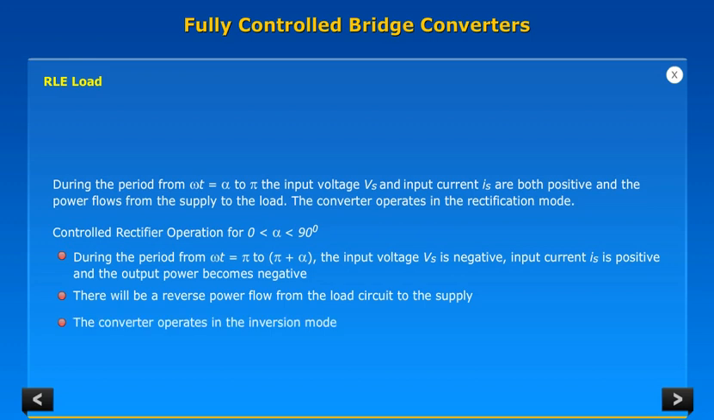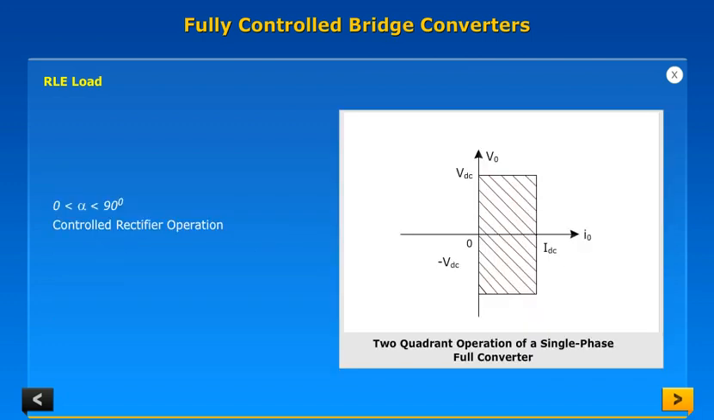The converter operates in the inversion mode. Controlled rectifier operation for 0 < α < 90 degrees; for 90 degrees < α < 180 degrees, line commutated inverter operation.